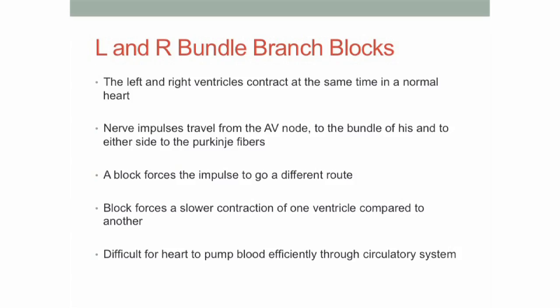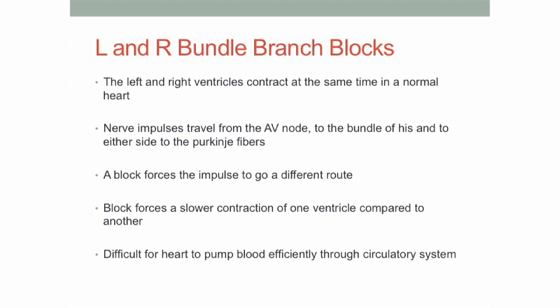The next thing we're going to talk about are the left and right bundle branch blocks. The left and right ventricles have to contract at the same time in a normal heart. Nerve impulses travel from the AV node to the bundle of His and to either side of the heart to the Purkinje fibers. A block forces the impulse to go a different route. The block forces a slower contraction of one ventricle compared to another, and it is difficult for the heart to pump efficiently through the circulatory system.